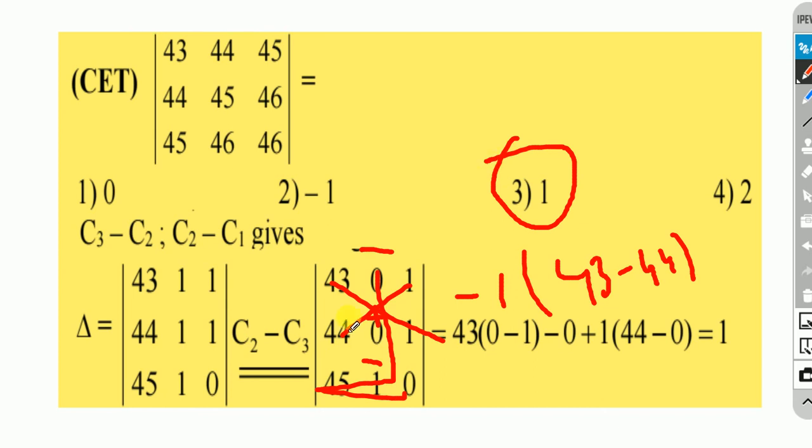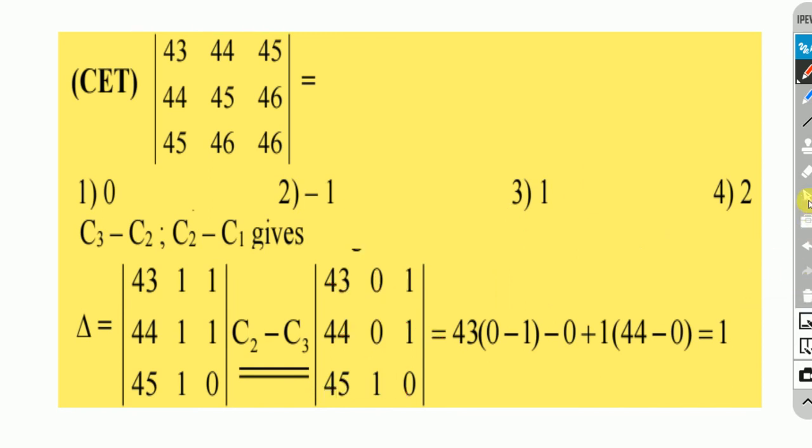So we can expand according to our convenience. When you have more zeros in any row or column, it is better to choose that row or column so that you can make it fast. So option 3 is the right answer.